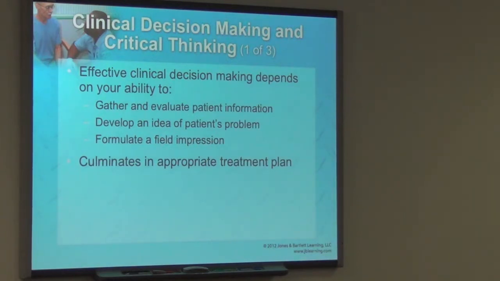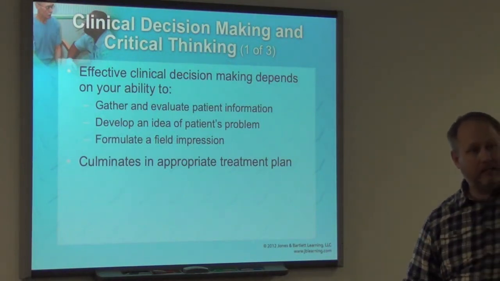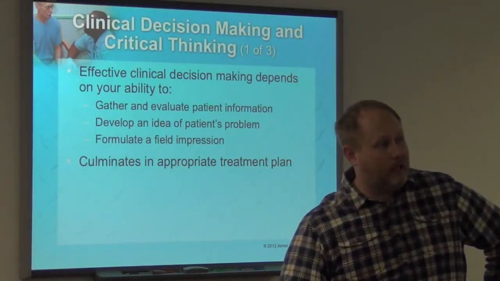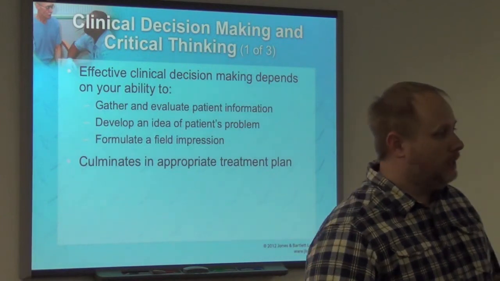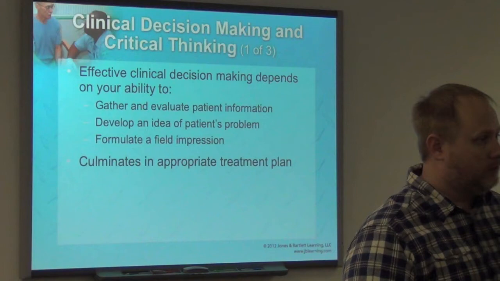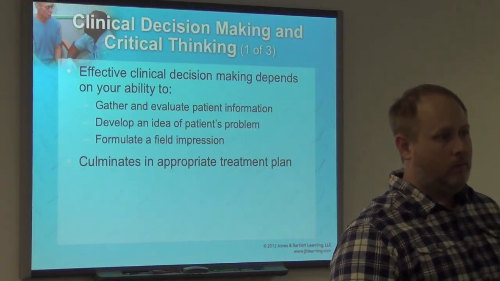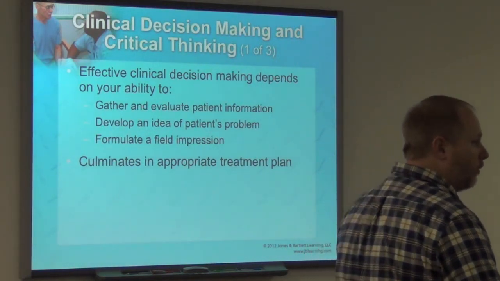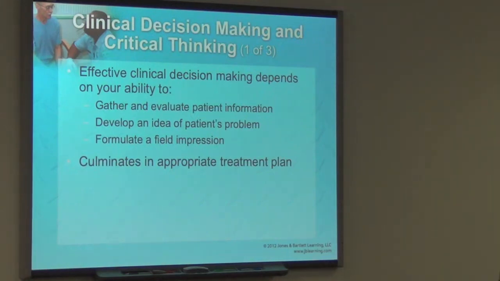Now, you may not be able to figure out what's wrong with the patient. That's okay. That's why we're not doctors. But we should be able to identify life threats and mitigate them, which means that we're going to try to make it where it's not a life threat anymore. If the patient has an airway obstruction, what are we going to do? Clear it. If they're bleeding, stop the bleeding.